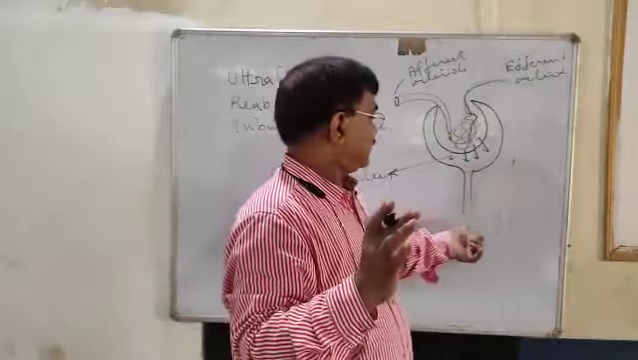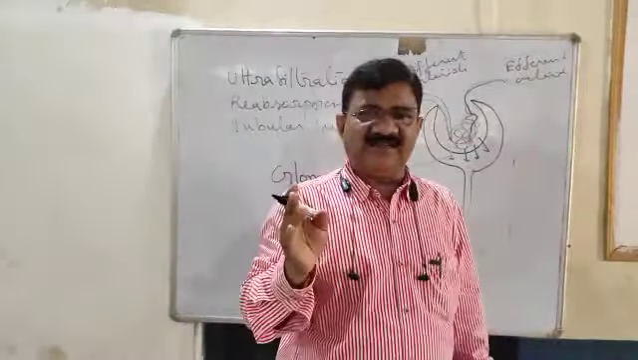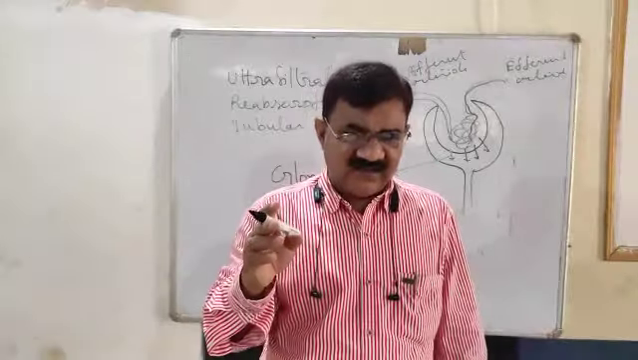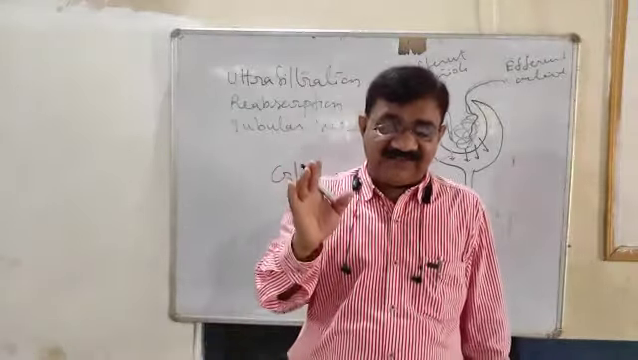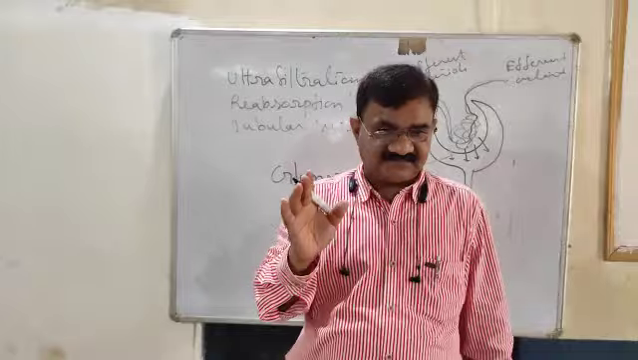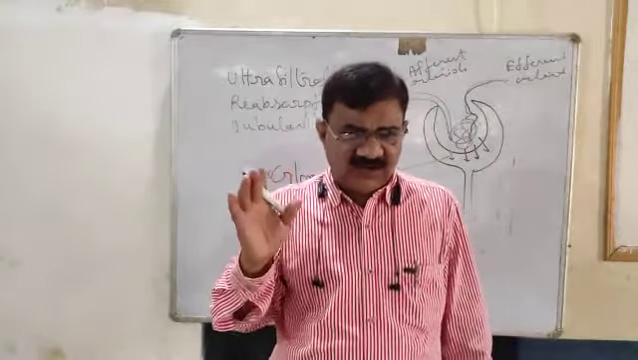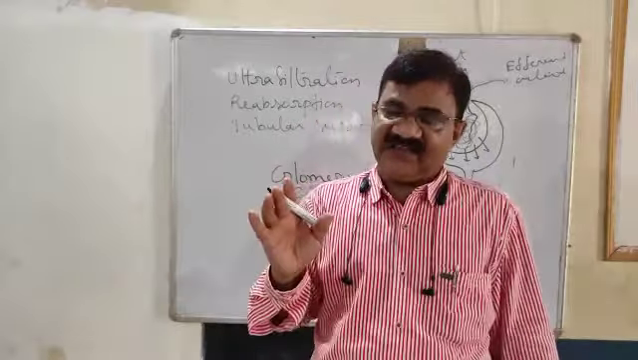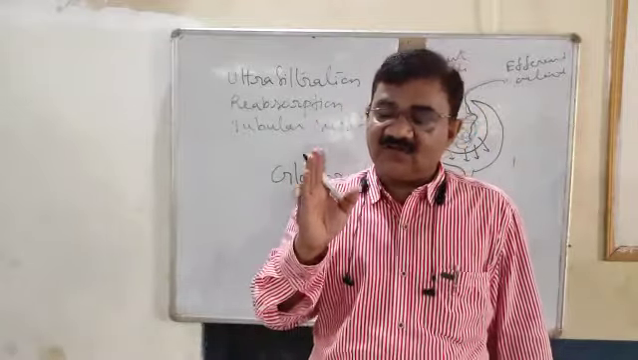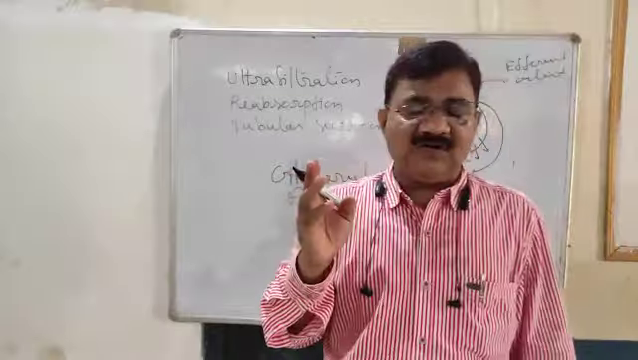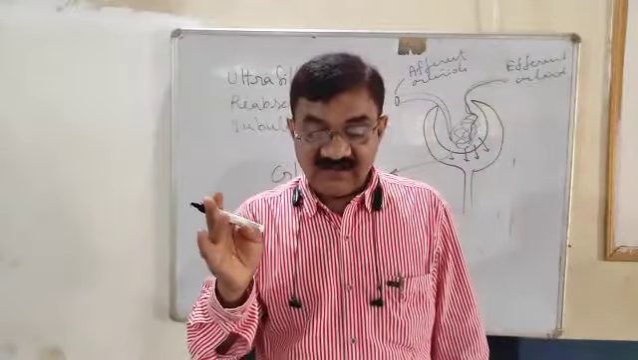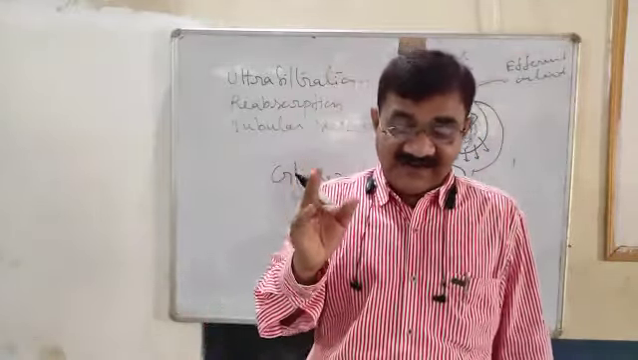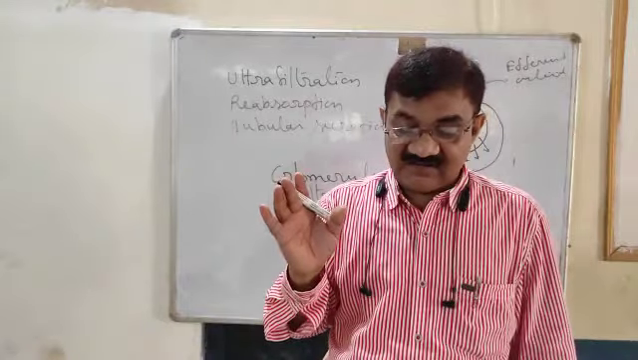Okay, these are the tubes: DCT, PCT, loop of Henle. The passage involves the activity of the tubular wall, hence it is called tubular secretion. So, three steps we have understood: ultrafiltration, reabsorption, and tubular secretion.